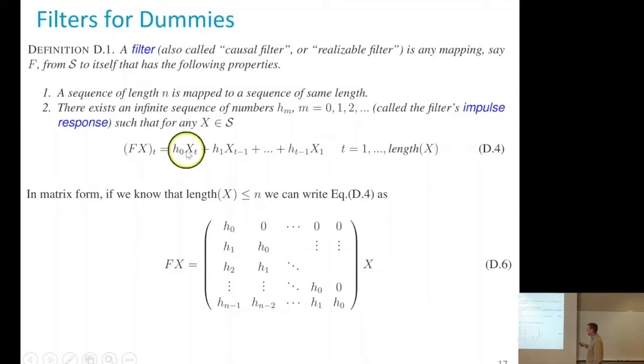This sequence of H has a name. It is called the impulse response. And we will see why in a few minutes. So this is our first way of defining a filter. We can define a filter by a potentially infinite sequence of coefficients called the impulse response. And our first definition of this is what I can call here the filter equation. It tells us that the output at time t is equal to H0 times the input at time t, plus H1 times the input at time t minus 1, etc., until the end, which ends when we are at the first element of the vector here.